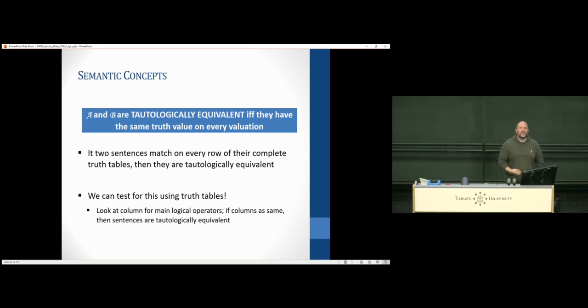So how do we cash this out in terms of our tables? Well, when we think about tables, if two sentences match on every row of their complete truth table, and by match what I mean is the column under their main operator exactly matches, then they're going to be tautologically equivalent. If there's even a single valuation where they differ in truth value, then we know they are not equivalent.